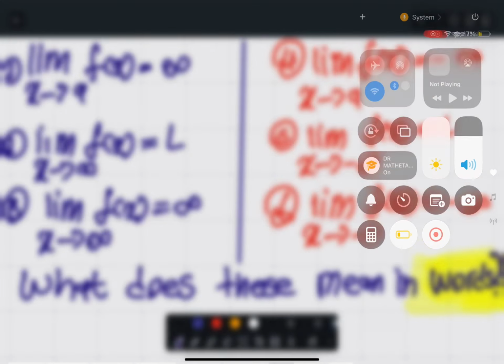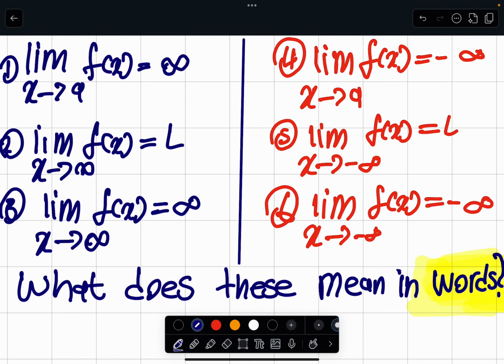A question will come in an exam room, and they will ask you, what does this thing mean? What does this thing mean? What does this one mean? What does this mean? All of them, understand? So here, how can you explain?